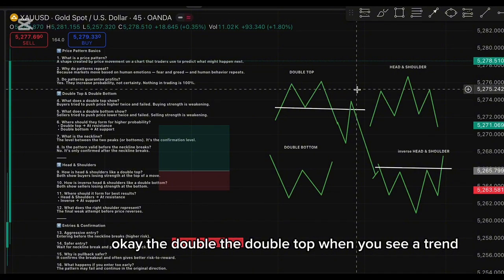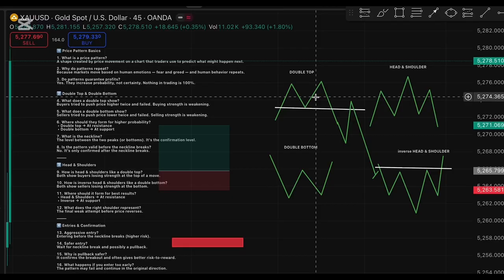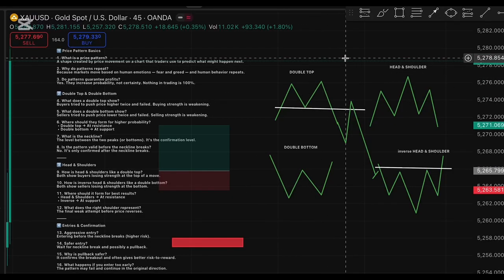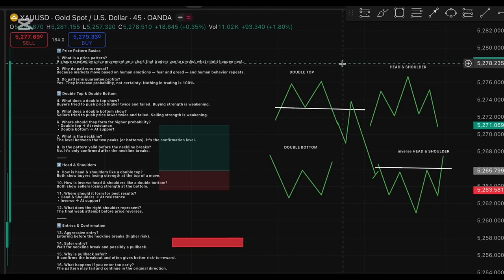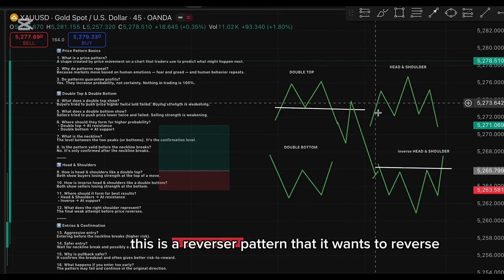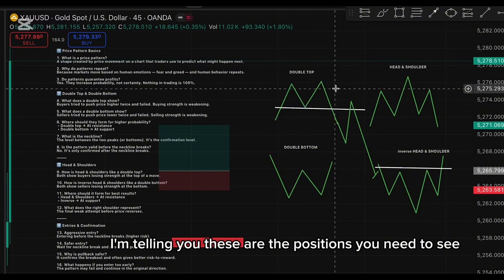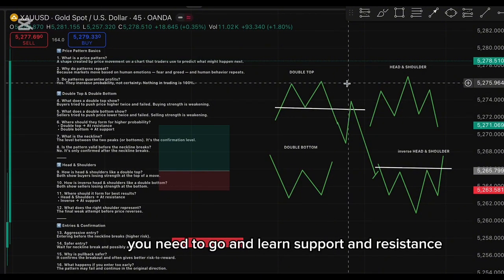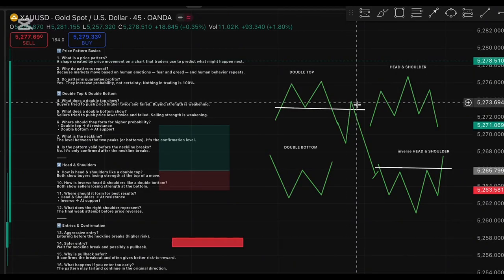Okay? The double top, when you see a bullish trend, then on top, that's when you see the double top, you know that this is a reversal pattern. Then it wants to reverse. I'm telling you, these are the positions you need to see. You need to go and learn support and resistance and how to use your trend line. It will help you a lot.